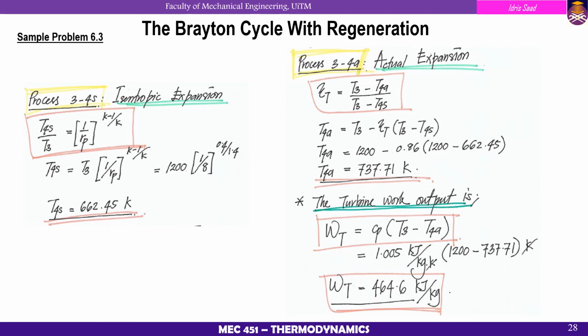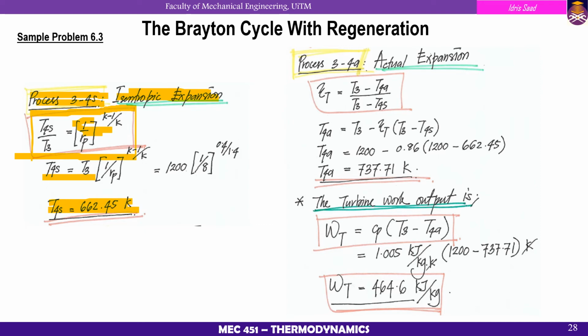Okay, next process 3 to 4S. Similarly, this is isentropic expansion. For this isentropic expansion, we use the relationship for the isentropic. T4S over T3 is equal to 1 over RP. Please refer to sample problems 6.1 and 6.2 in order to understand how it becomes 1 over RP. Put all the required information and we can get T4S is equal to 662.45 Kelvin.